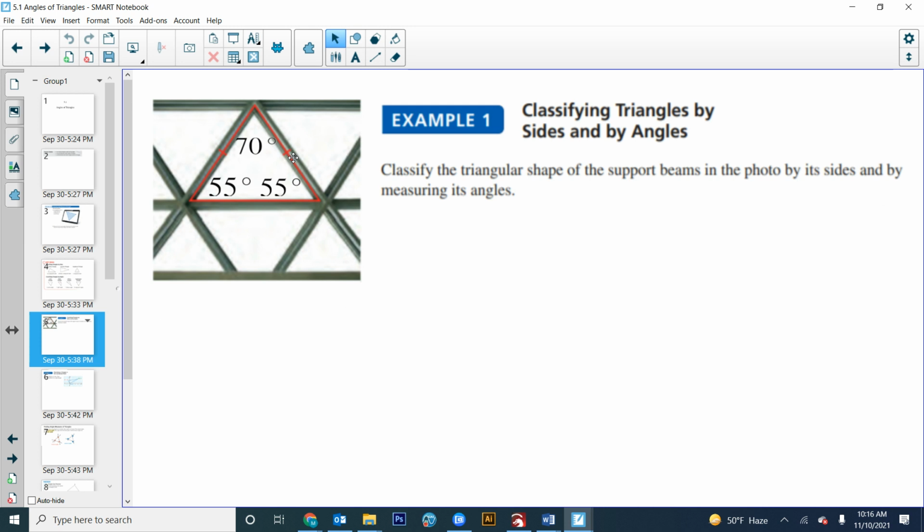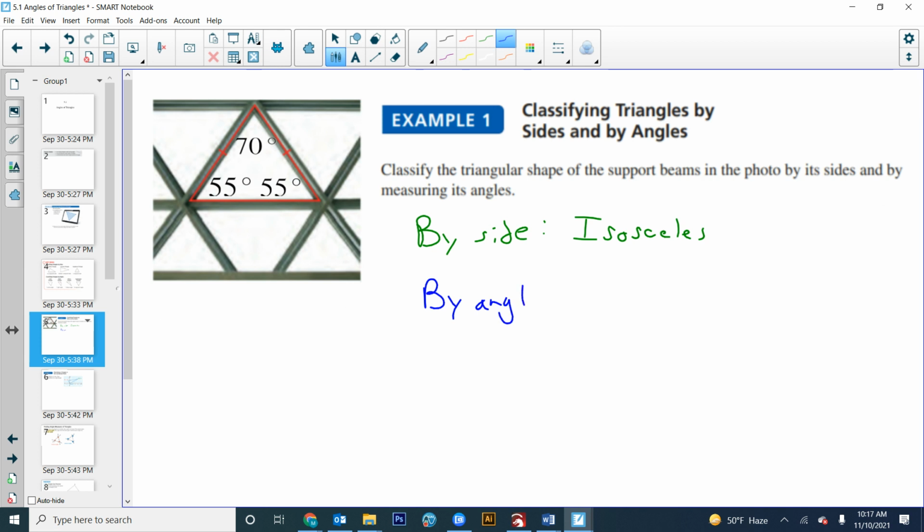Moving on. All right, do you see this red triangle up here? It's kind of hard to see. Can you see the tick marks? Tick marks mean congruent. I see 2 congruent sides in this triangle. I see 2 congruent angles in this triangle. Let's read the directions. Classify the triangular shape of the support beams in the photo by its sides and by its angle measures. Well, by side, we would call it isosceles. I think that's right. All right. By angles. This is just a warm up for us.